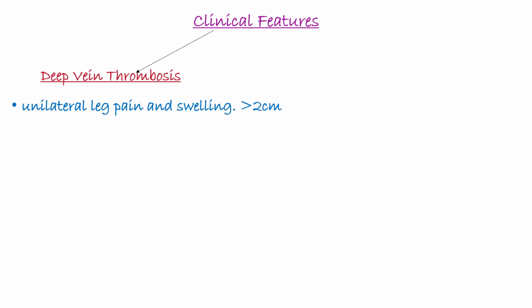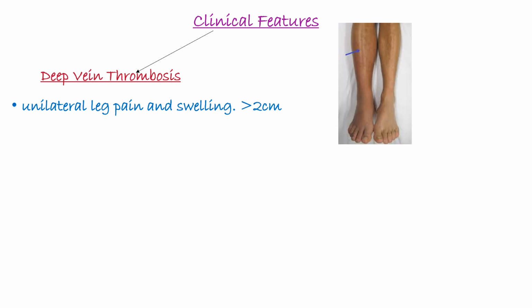So the first thing that you are going to begin with is a person who comes in with DVT or PE, you need to have clinical suspicion. And for you to have clinical suspicion, you need to know the clinical features. For DVT, a patient will come in with unilateral leg swelling or pain, and the difference between the two limbs, if it's greater than 2 centimeters, then you have a higher suspicion.